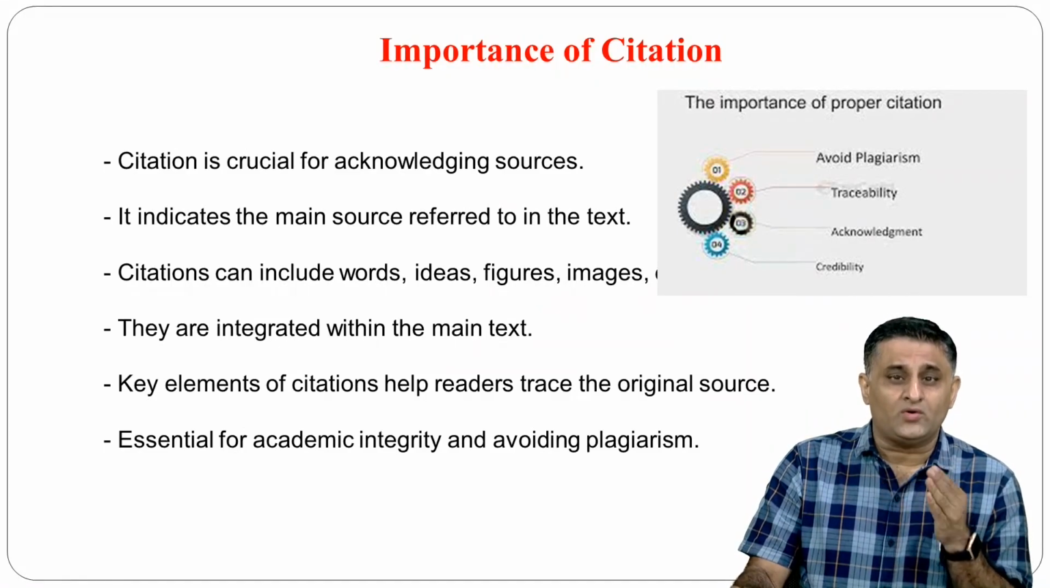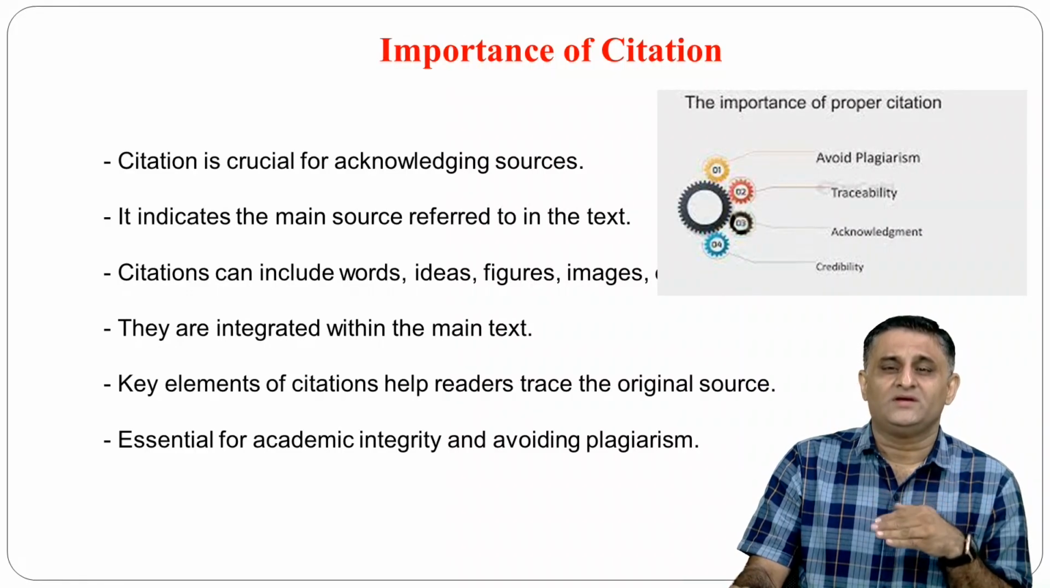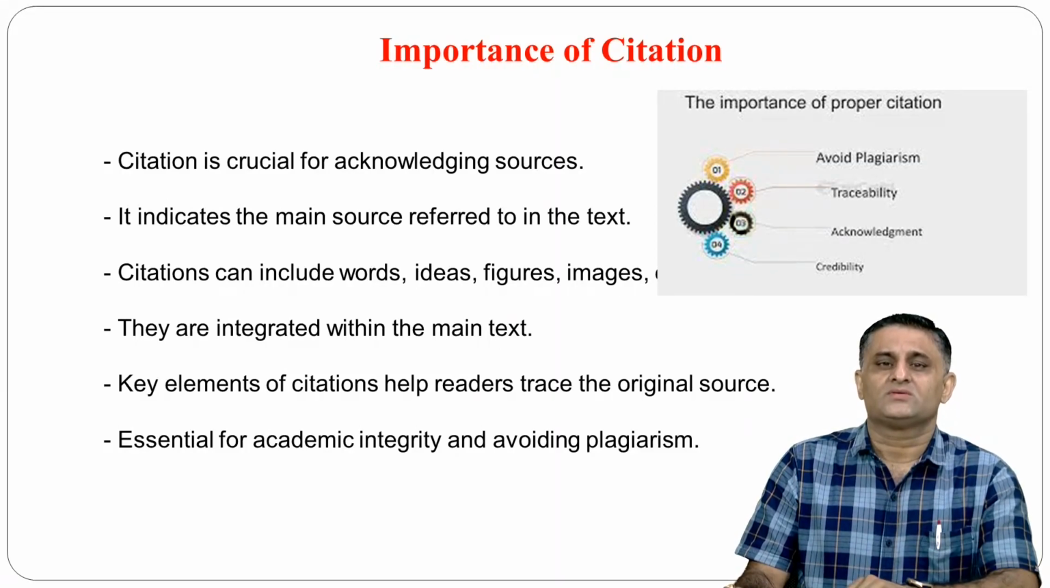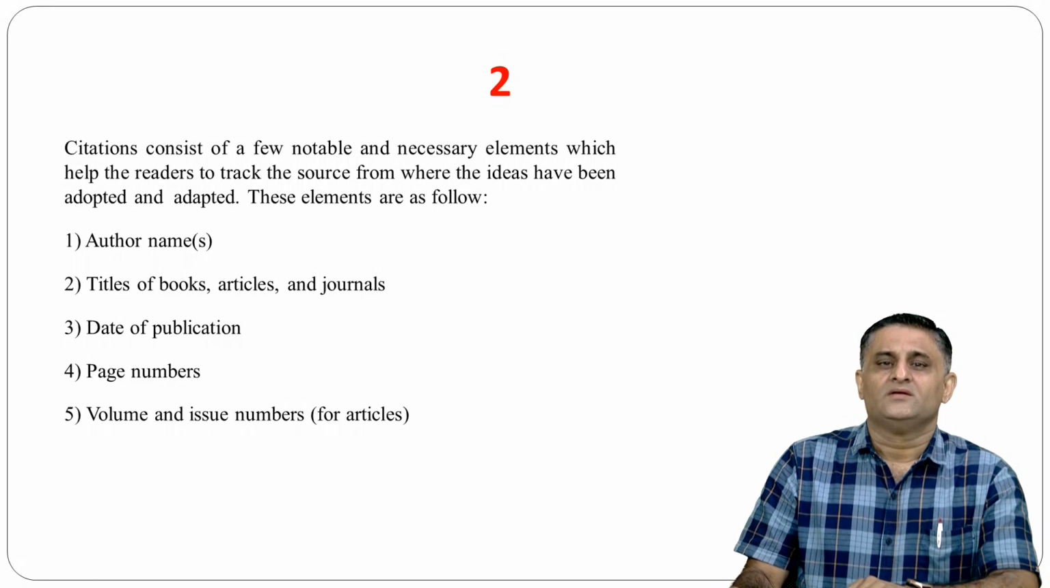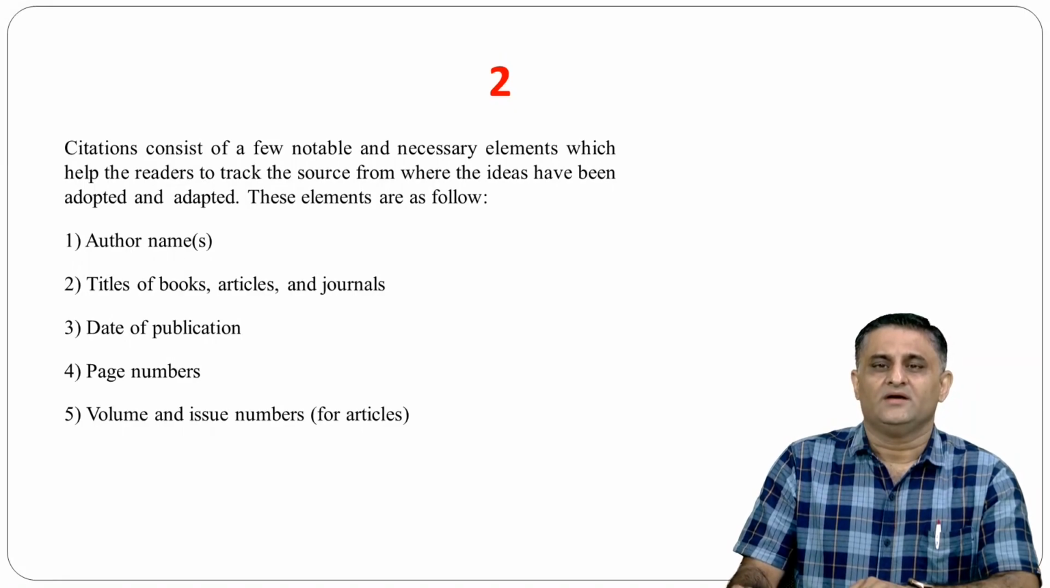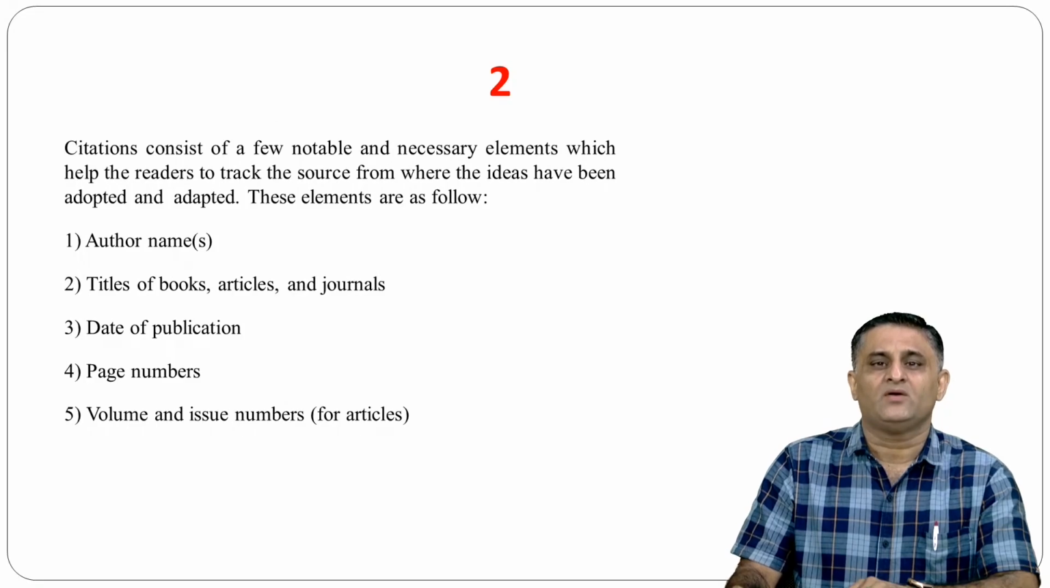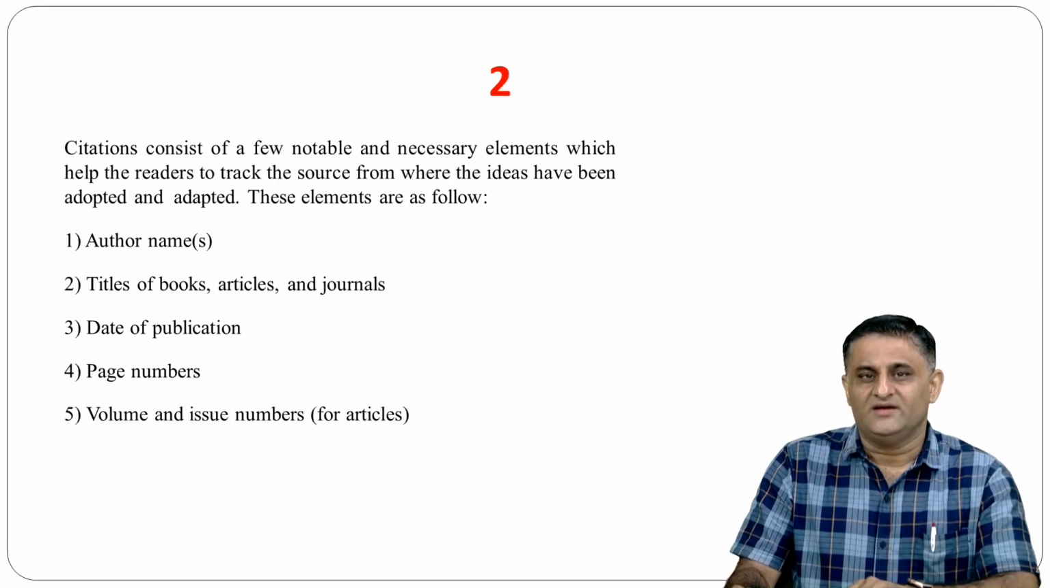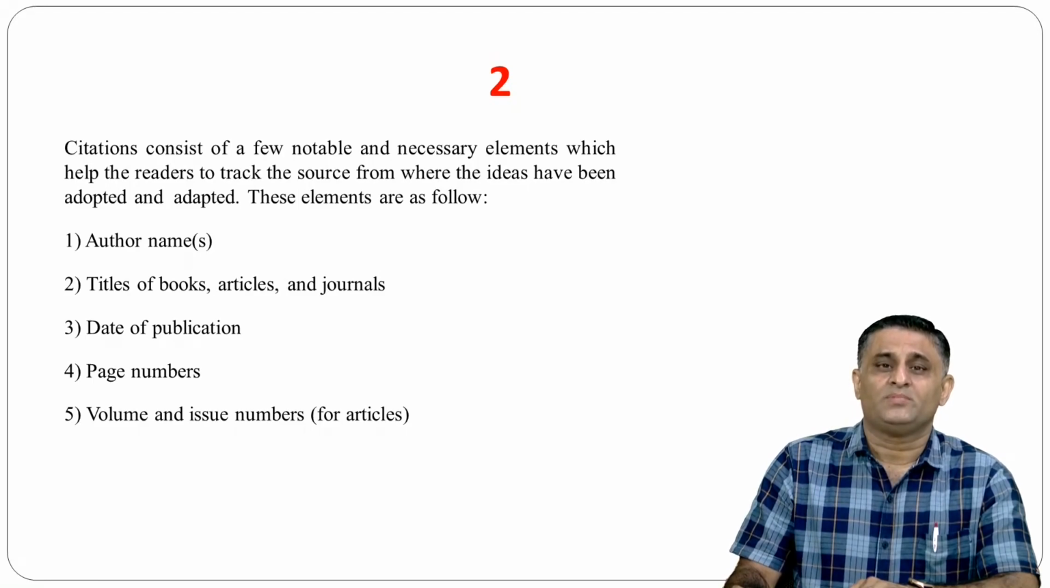Citations can include not only words and ideas, but also figures, images, data, or any other material taken from external sources. Citations are integrated with the main text, typically in the form of footnotes, endnotes, or in-text references, depending on the required citation style. The key elements of citations, such as author names, publication year, title, and source details, help the reader locate the original source and verify the information presented.